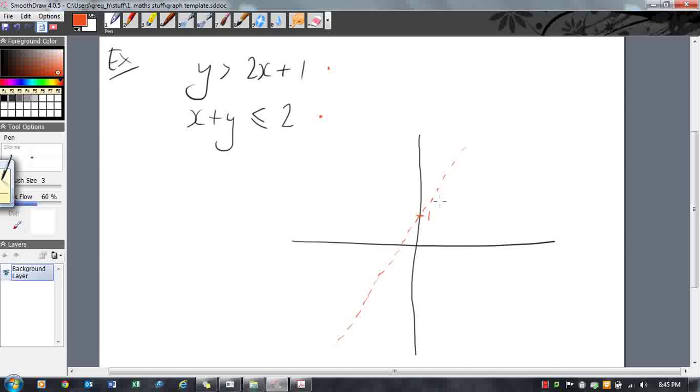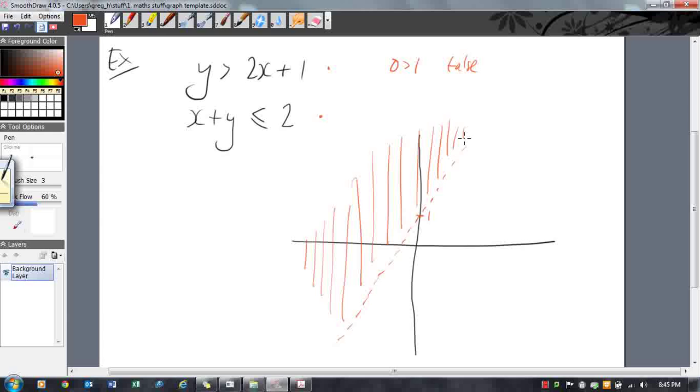Now, which side is it on? Let's do a test point of 0, 0. 0 is greater than 0 plus 1. In other words, 0 is greater than 1. True or false? That is false. 1 is bigger than 0, not the other way around. So that means that point 0, 0 is not part of the solution. Therefore, this side is the solution to that first inequality. Okay, so that's the red part.